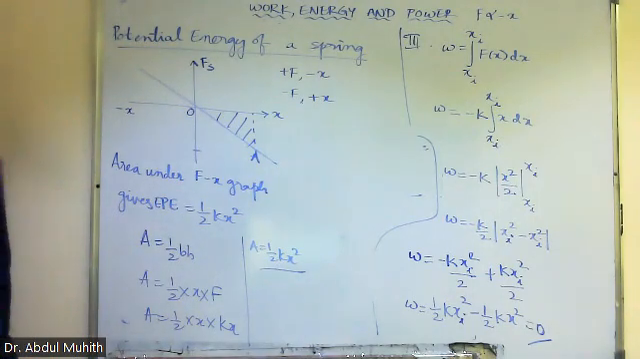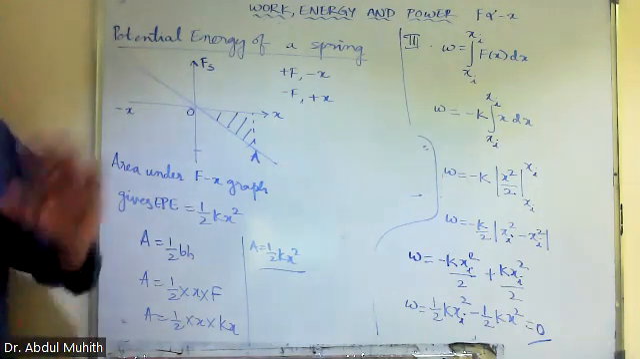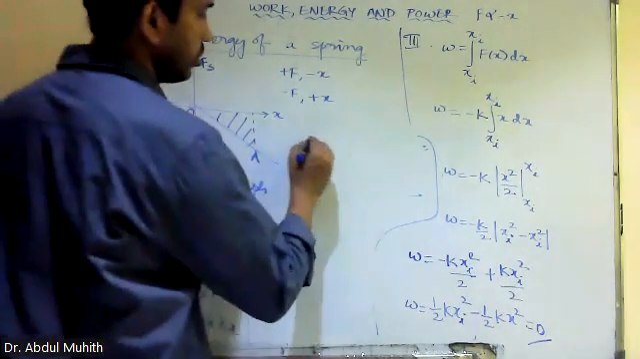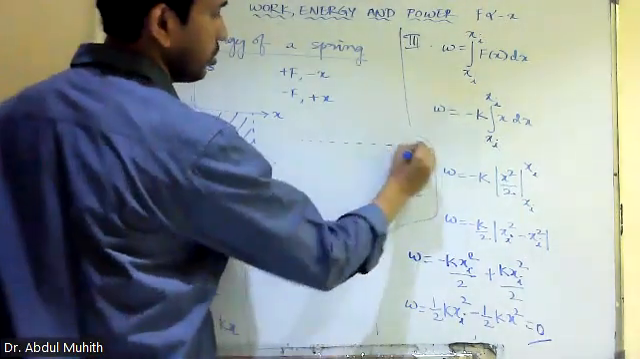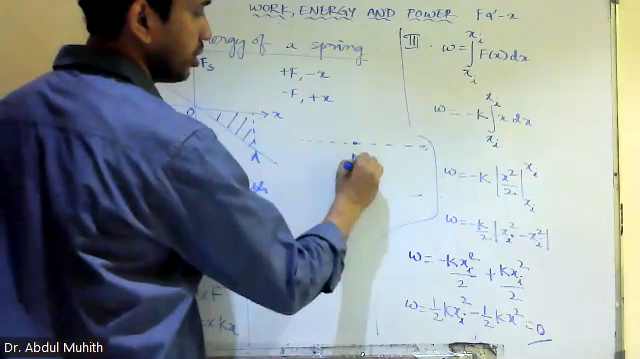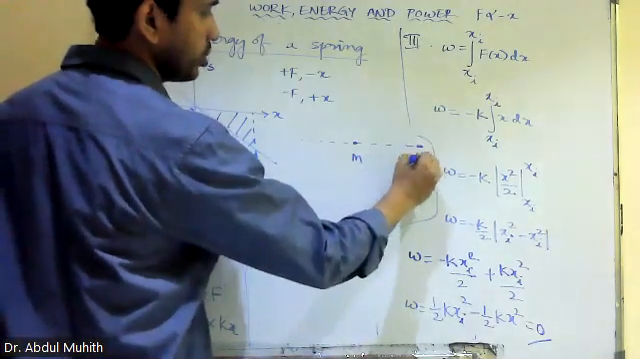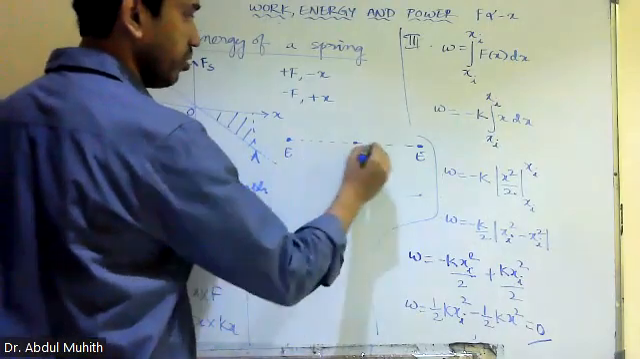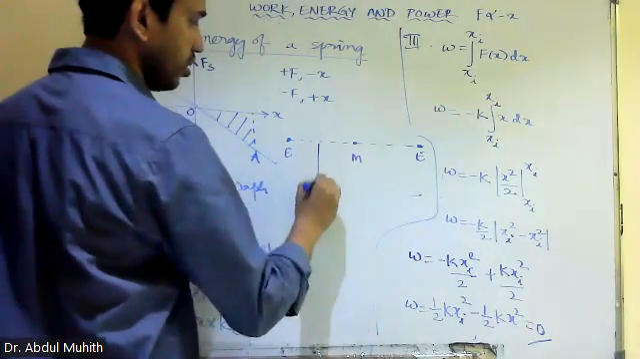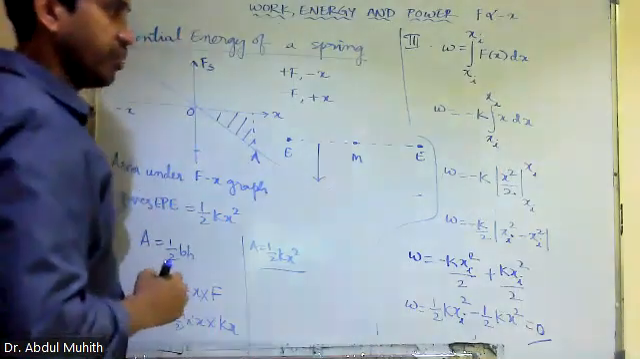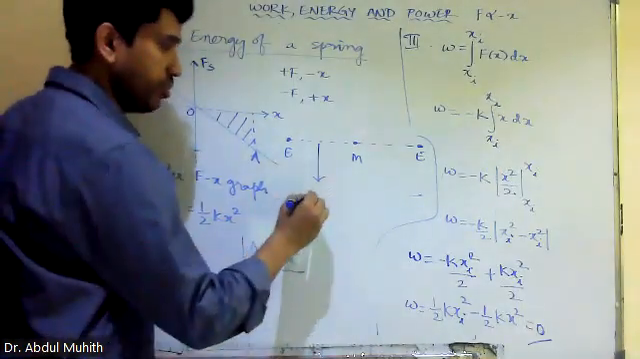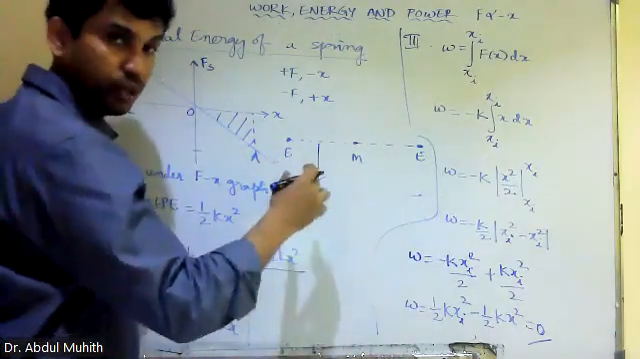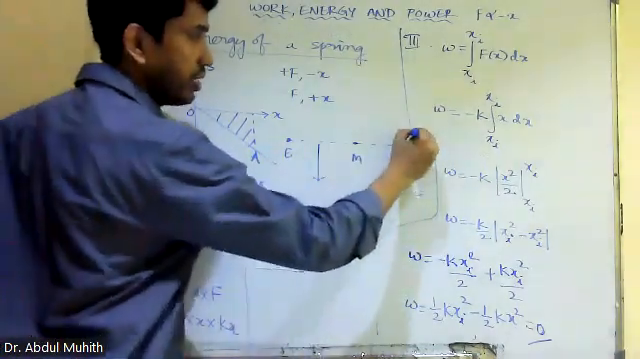Now I want to find out energy somewhere in between, not exactly at the extreme. See, suppose this is the mean position, and this is the extreme position, and this is the extreme position. So these two are the extreme positions. Now I want to find out the energy somewhere in between mean and extreme. So there can be both, when the body is in motion. So what will happen here at the extreme point?